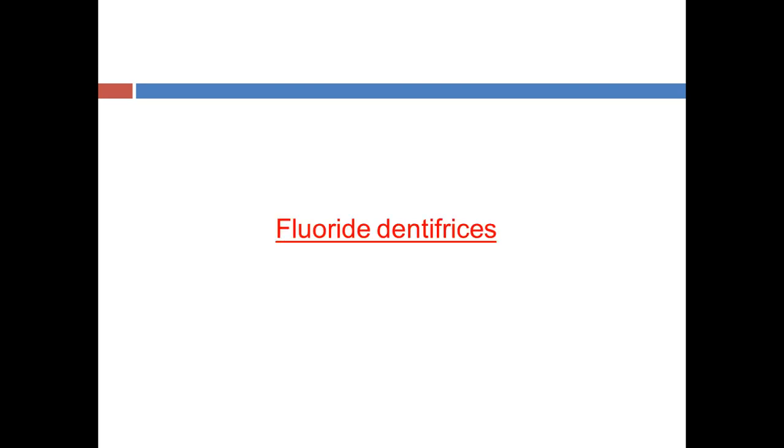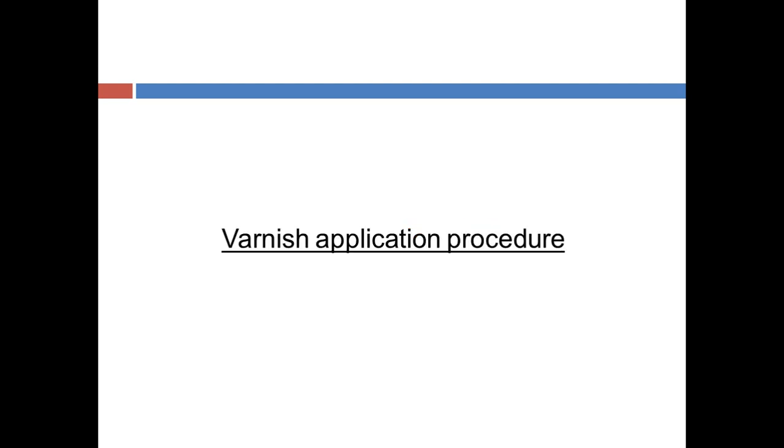Then coming to the intraoral fluoride releasing devices. From these intraoral devices, a predetermined quantity of fluoride will be released inside the mouth over a prolonged period of time when attached to the tooth surface. That's the main advantage with these fluoride releasing devices, because they have a rate controlling mechanism.